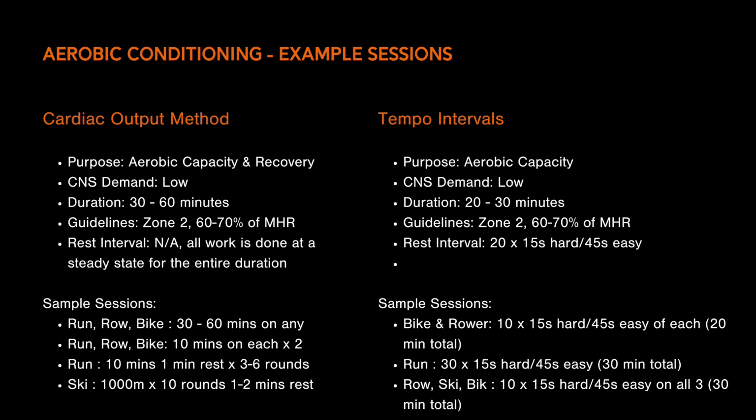All right. So a couple of examples here. You would go on the bike or the bike and the rower, and you do 10 rounds of 15 seconds hard, 45 seconds easy, and that would total 20 minutes. Okay. Second one you could do would be a run, and you do 30 rounds of 15 seconds fast pace, 45 seconds jog, and you just keep doing that for 30 minutes. Final one, you could use the row ski bike, and you do 10 rounds of 15 seconds hard, 45 seconds easy, and you do all three movements.